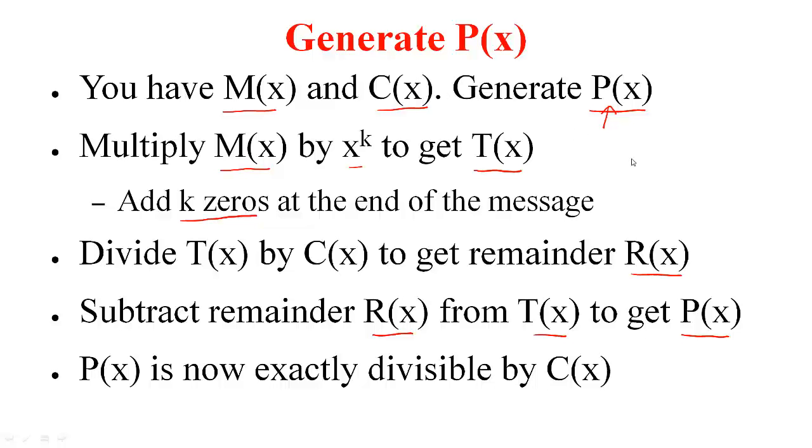So here is an example that gives you an idea of what is happening. 37 can be expressed as 7 into 5, 35, plus 2. Now this 37 is like this T, and let's say 5 is like this C. Now what you're doing is dividing T by C and you got this remainder R. Now you're subtracting this R from T, so that P is going to be 37 minus 2, that is equal to 35. Now this 35 is exactly divisible by C, which is 5.